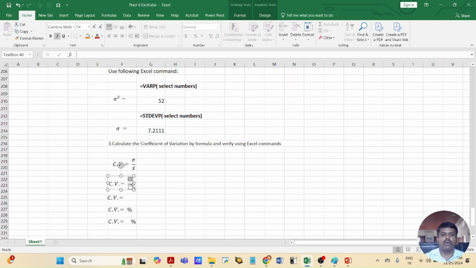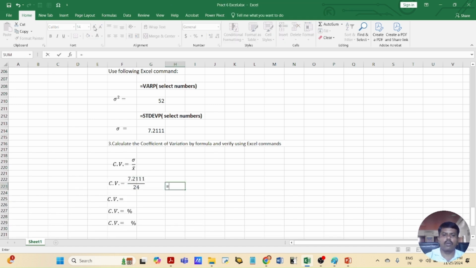Now the formula is CV equal to sigma upon X bar. We take the ratio of standard deviation. Standard deviation is 7.2111 divided by X bar, which is 24. So taking the ratio of these two quantities, 7.2111 divided by 24 gives 0.3005. We multiply this answer by 100 to get the answer in percent form, that is 30.05%.